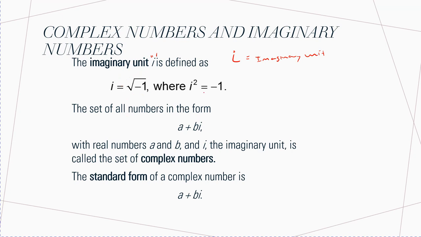It turns out that i squared, if you think of i as the square root of negative 1 and you square it, well, when you square a square root, the square root goes away. So i squared has to be equal to negative 1. This is the imaginary unit. Then the set of all numbers of the form a plus bi, where a and b are real numbers and i is the imaginary unit, is called the set of complex numbers. This is the standard form for a complex number. The a is called the real part, and the bi is called the imaginary part.